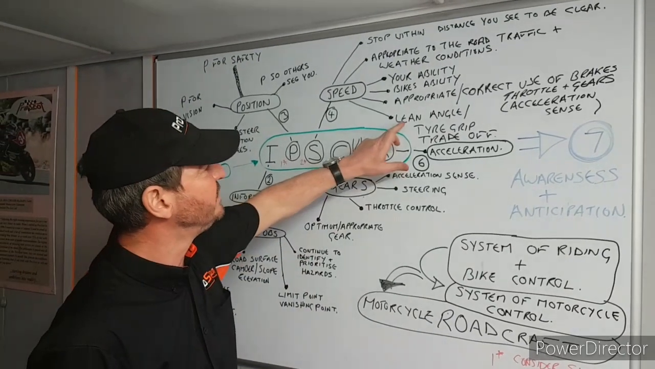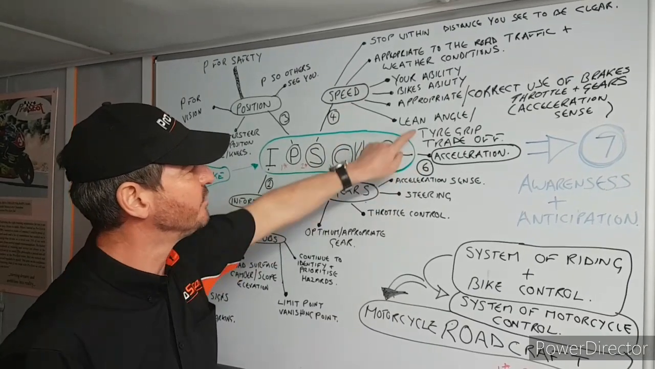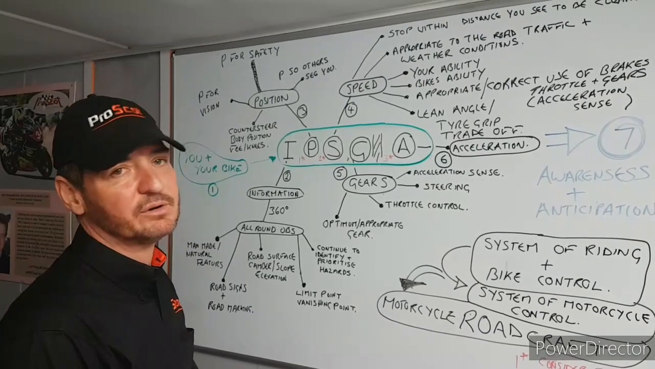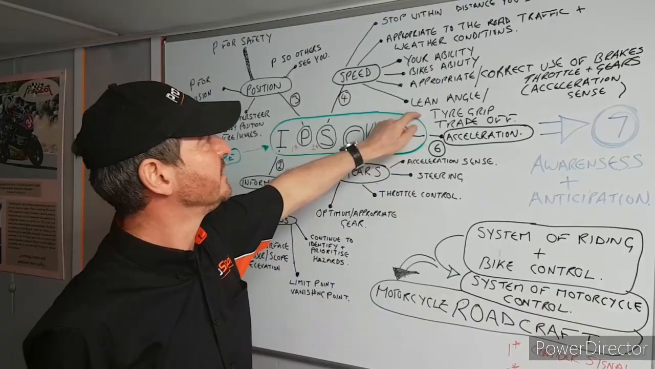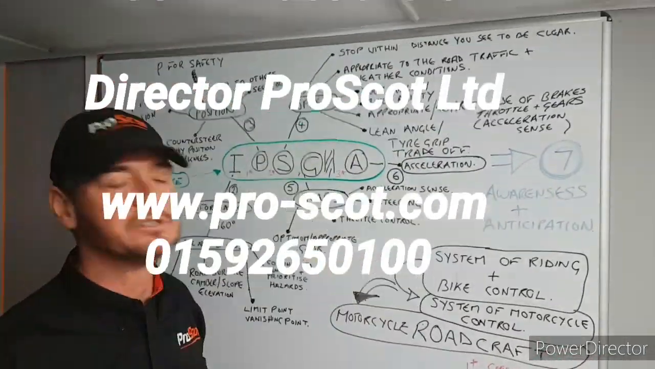So you need to be aware of that, and that's its relationship with speed. And of course that's all tied in with what I've got here, the tyre grip trade-off. In other words, how much grip's actually available and how far over can this bike lean, and more importantly, how far over am I prepared to lean? And can I stop within a distance I can see to be clear? So that is all tied in with speed. There you go.